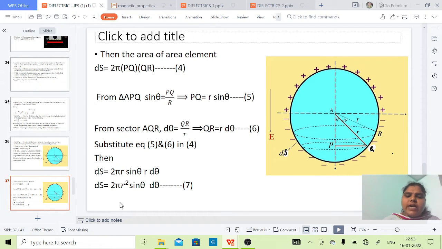Okay, so from sector AQR, d theta equals QR by R, so QR equals R d theta. Substituting these into the above equation, dS equals 2 pi into R sine theta into R d theta. Now dS becomes 2 pi R square sine theta d theta.